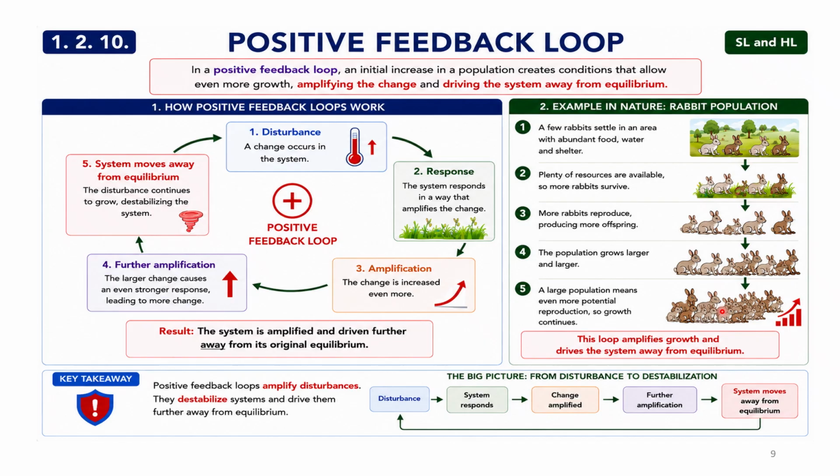Unless limiting factors such as food shortages, disease, or predation intervene, the population may exceed the environment's carrying capacity. Similar positive feedback occurs during algal blooms in nutrient-rich lakes, where rapid algal growth further degrades water quality. The key takeaway is that positive feedback amplifies disturbances, promotes rapid change, and can destabilize environmental systems.